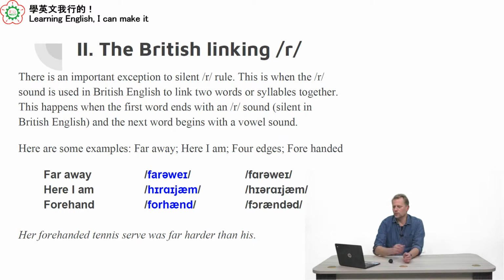And you'll see my example on the slide. This sentence, I'll say it first with an American accent and then with my British accent. Her four-handed tennis serve was far harder than his. And in my British accent, her four-handed tennis serve was far harder than his. Far harder than his.